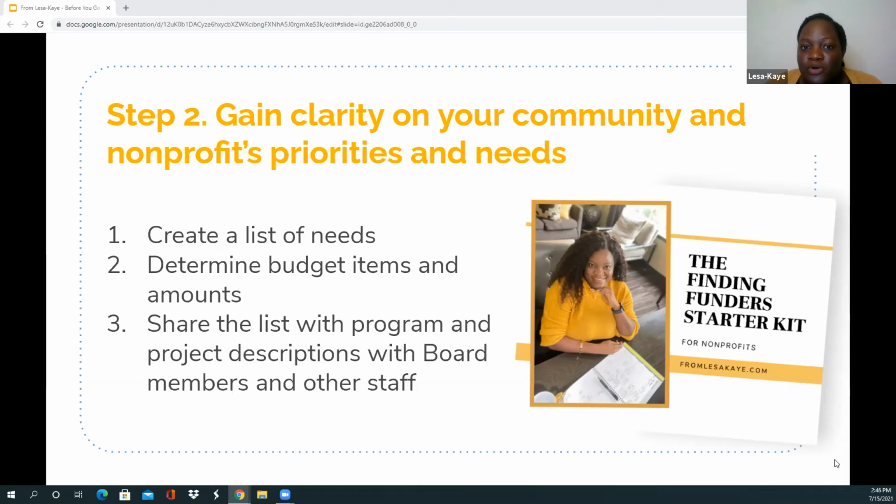Maybe expanding the program requires that you need a new staff member, and you need at least $25,000 to fill the gap for that person's salary.